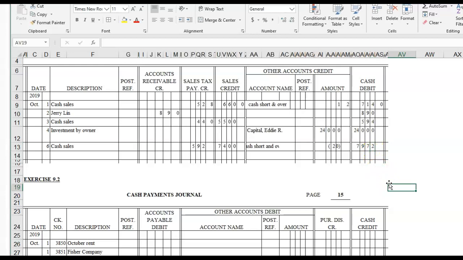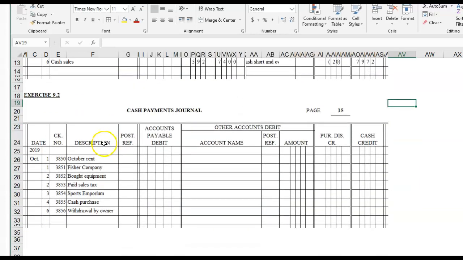Or parentheses, excuse me. First problem's done. Look at 9.2. 9.2 is the same thing, but this one's cash payments. So we're going to go ahead and do cash payments.